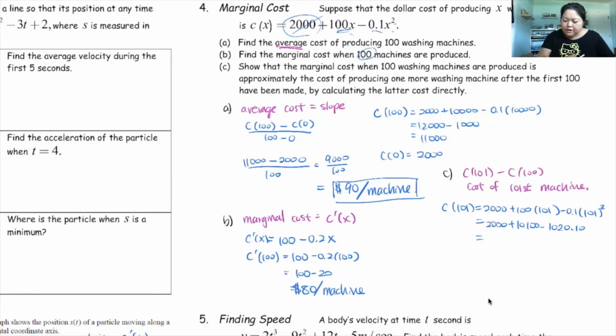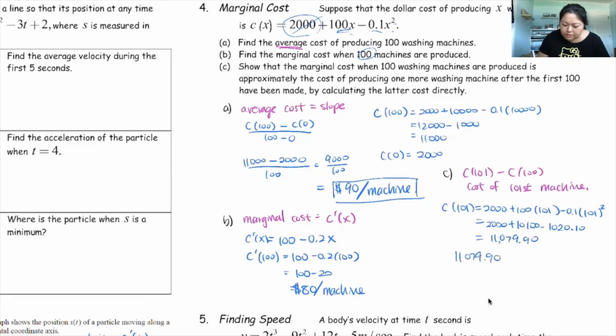One more time. Sorry, my calculator's not giving me the right answer, so let me try again. 101 times 0.1, just making sure I got all the numbers correctly. Okay, so I add 10, I add 2,000. All right. So the cost of that is $11,079.90.